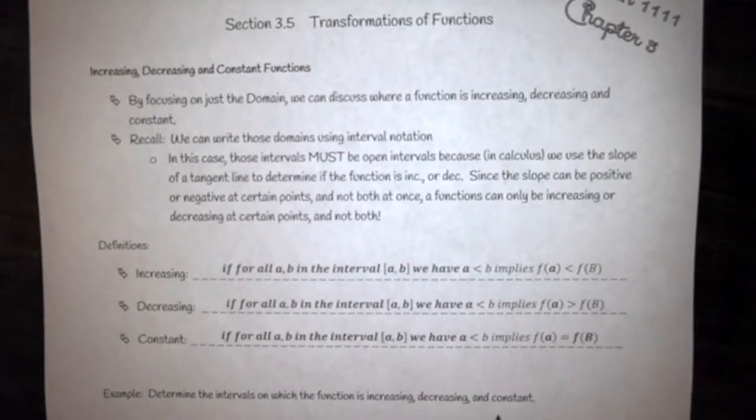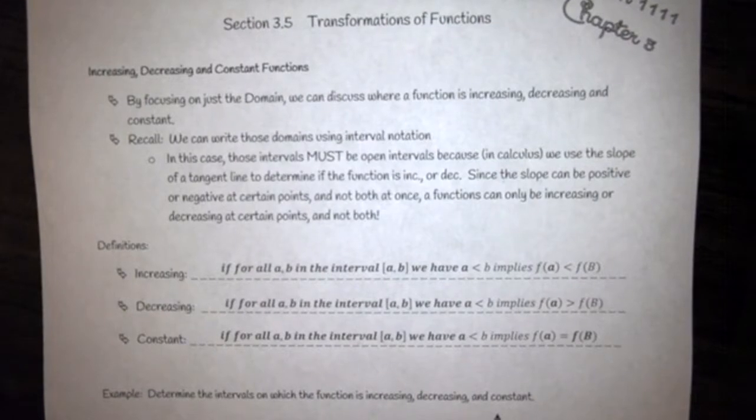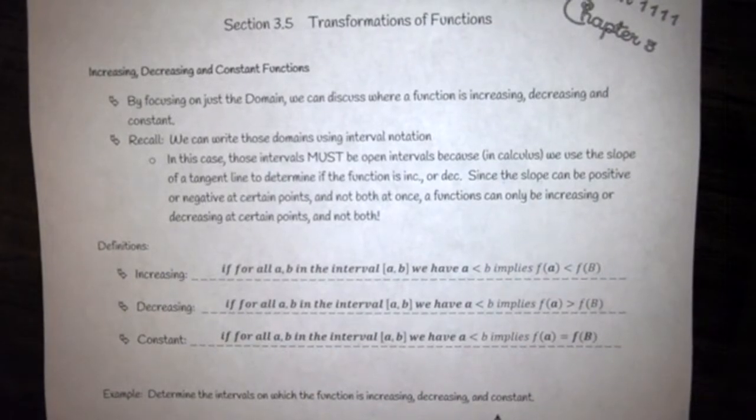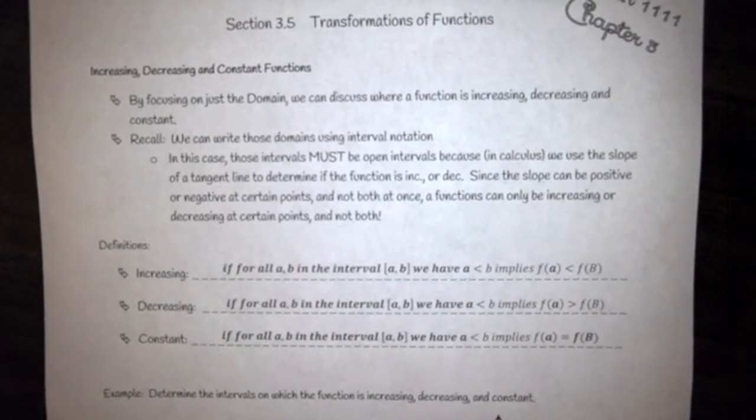Okay? The last one is constant. So constant essentially means that there is no change. So no matter what your x values are, your y value stays exactly the same. There's no change. So we have that if your a is less than b, then your function of a will equal your function at b. Okay?